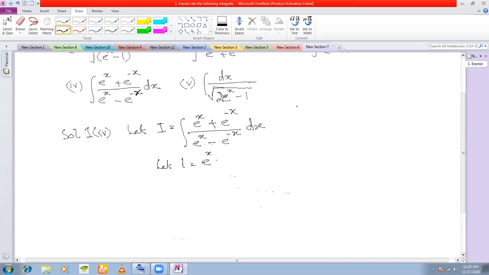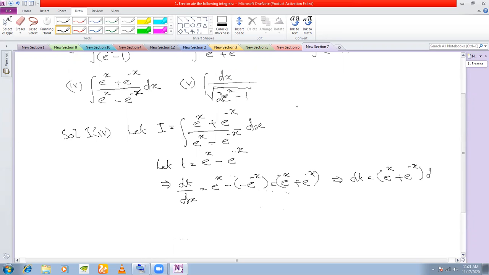If I take t is equal to e to the power of x minus e to the power of minus x, and we differentiate, we will get e to the power of x minus e to the power of minus x, which is e to the power of x plus e to the power of minus x. So that means, what is your dt? dt is e to the power of x plus e to the power of minus x dx.